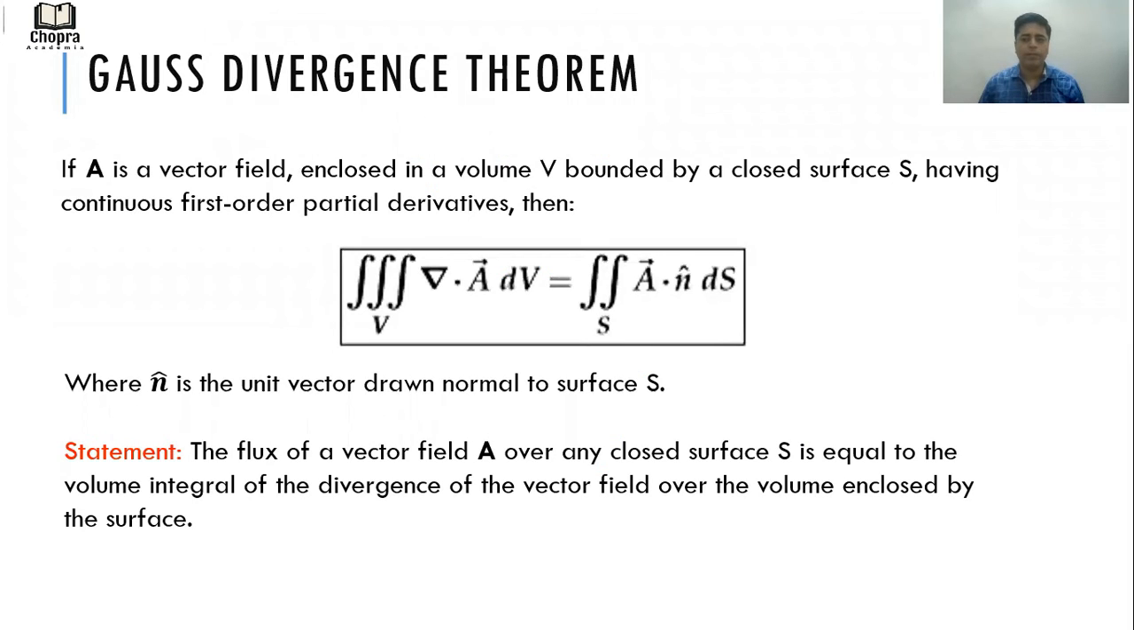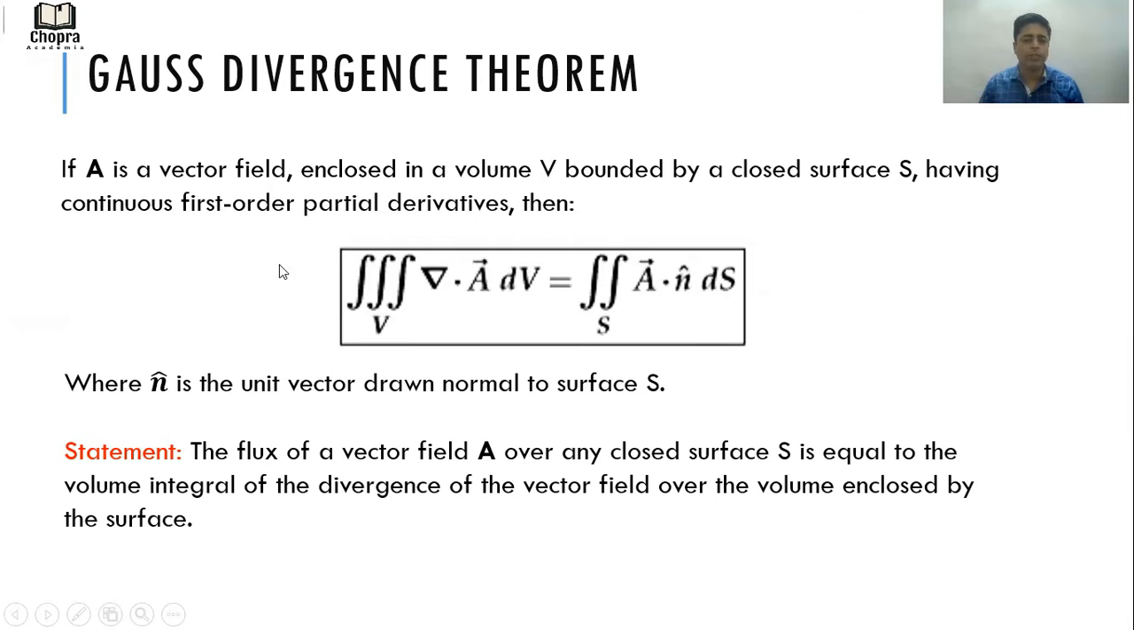Gauss Divergence theorem. It's a theorem which converts surface to volume integral and vice versa. So if A is a vector field enclosed in a volume V bounded by a closed surface S having continuous first order partial derivatives, then the volume integral of divergence of A dV is equal to the surface integral of A dot n cap dS. What is n cap? It is a unit vector drawn normal to the surface S.